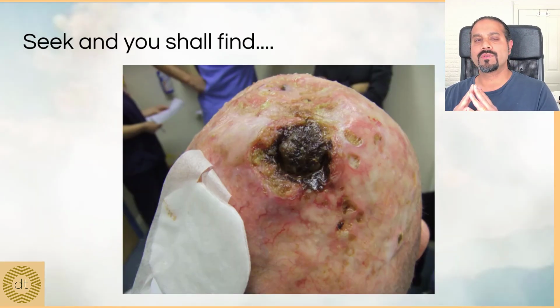And like I said before, you always need to dig around. Always, we're basically detectives, aren't we? When we're taking our history, when we're examining, we're doing detective work. And if you don't look for it, you won't find it.